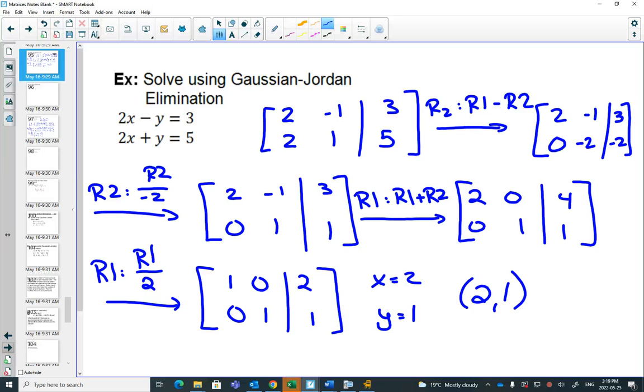Yeah, but to get reduced row echelon form, you need to have 1, 0, 0, 1. I know you can substitute, so you're doing a little bit of just regular Gaussian elimination. Yeah, you can, but if it does say using Gauss-Jordan, you need to get it down to 1, 0, 0, 1.